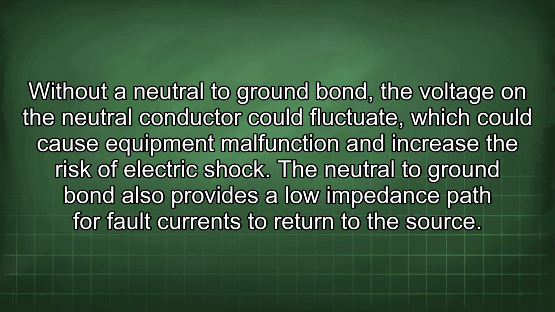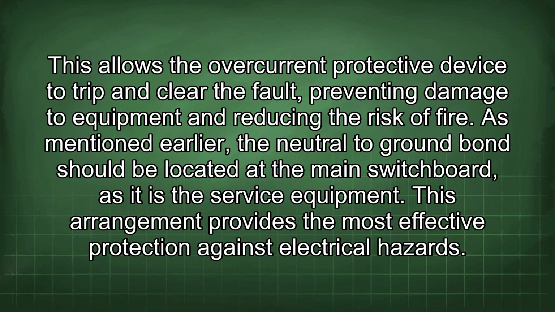The neutral to ground bond also provides a low impedance path for fault currents to return to the source. This allows the overcurrent protective device to trip and clear the fault, preventing damage to equipment and reducing the risk of fire. As mentioned earlier, the neutral to ground bond should be located at the main switchboard, as it is the service equipment. This arrangement provides the most effective protection against electrical hazards.